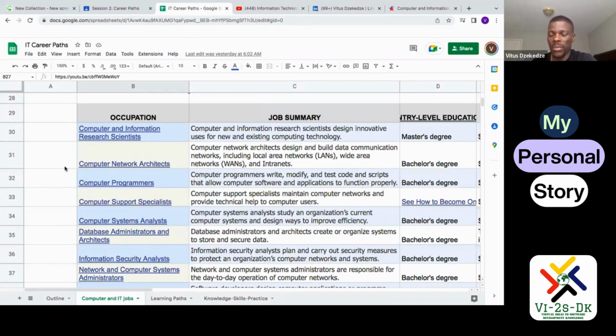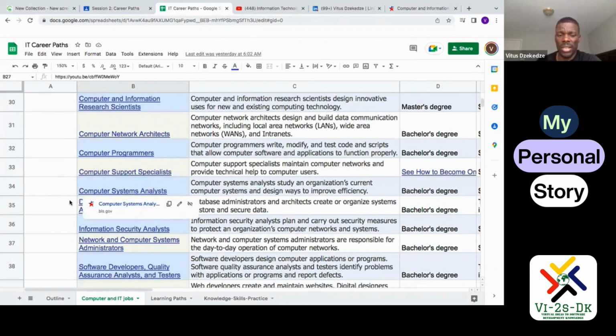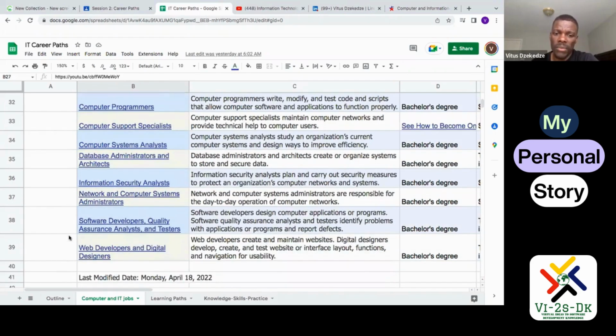As a network architect, someone needs to call you to come and set up their network. Same as a programmer, an information systems security analyst, and so on. Database, we don't have a database. You need someone to call you to come and manage their database. But as a web developer, everybody needs a website. You don't need to work for a particular company. You can be an entrepreneur.